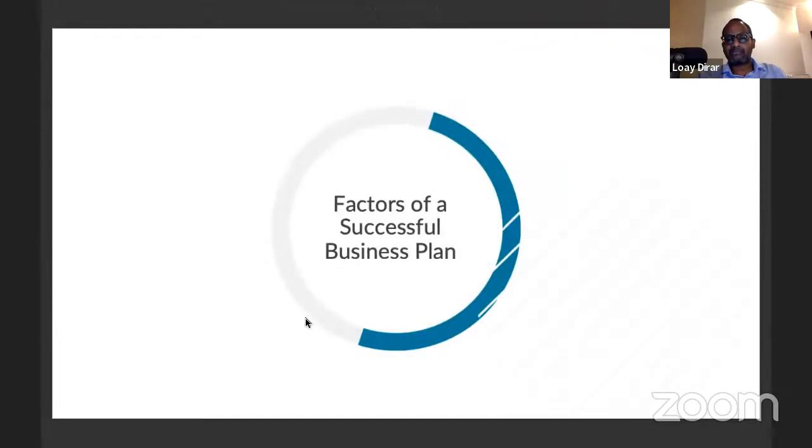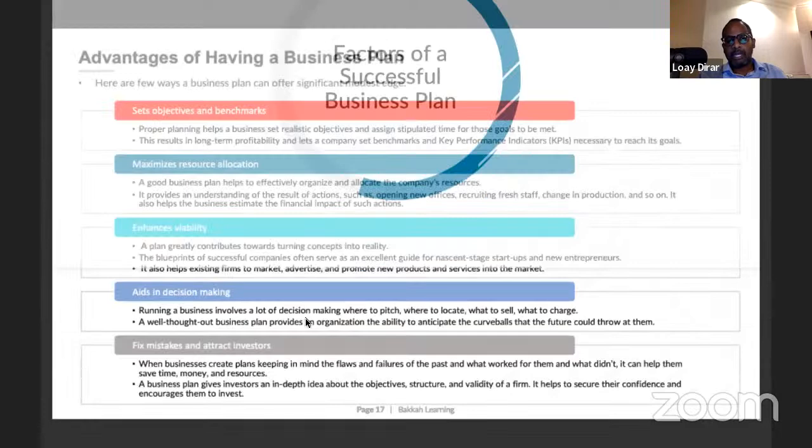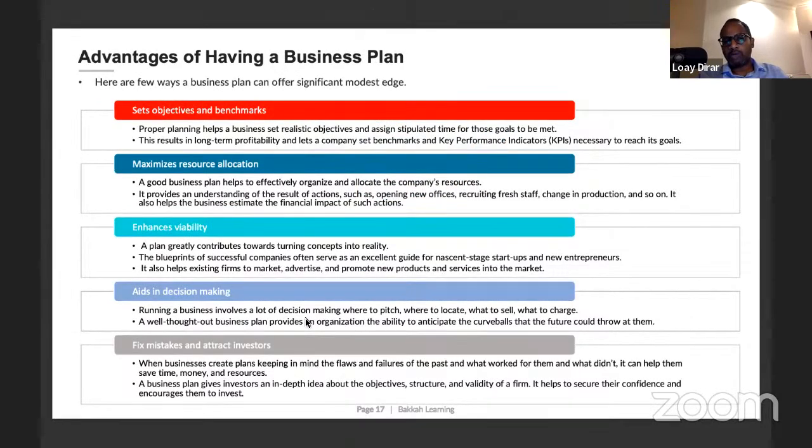Factors of a successful business plan. Think of this as a checklist. Whenever you get the chance to have a copy of this webinar, or you can easily take some notes, treat it as a checklist. And on top of the checklist, the advantages of having a business plan: a plan can offer a significant modest edge.